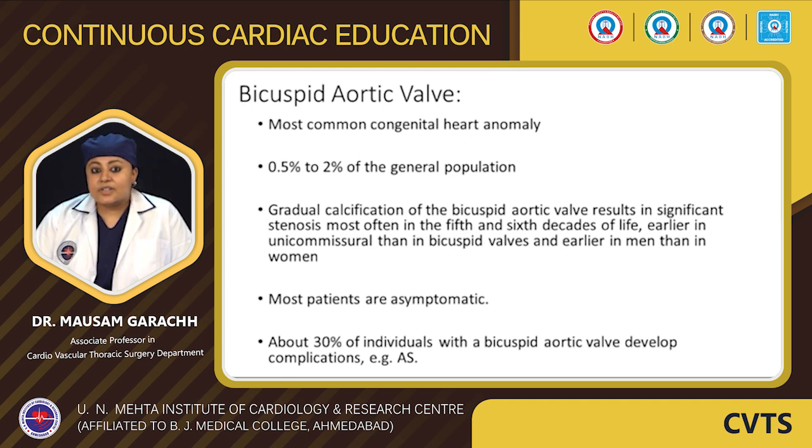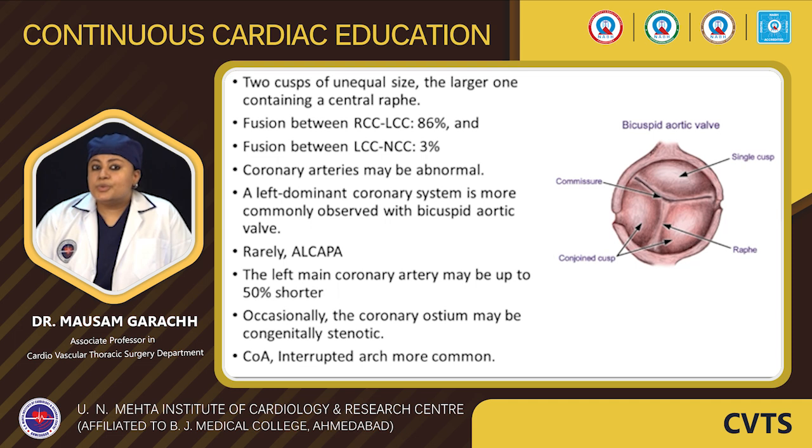About 30% of individuals with bicuspid aortic valves develop a complication, that is aortic stenosis. The two cusps are of unequal size, the larger one containing a central raphe. Fusion between RCC and LCC is common, accounting for around 86%, and fusion between LCC and NCC is around 3%. The coronary arteries may be abnormal. A left dominant coronary system is more commonly observed with a bicuspid aortic valve. Rarely, an L kappa may be present.